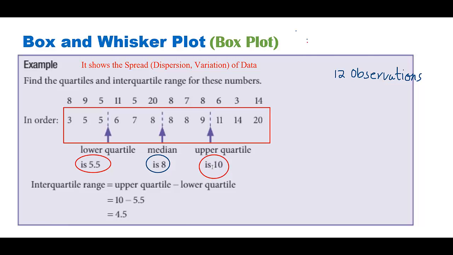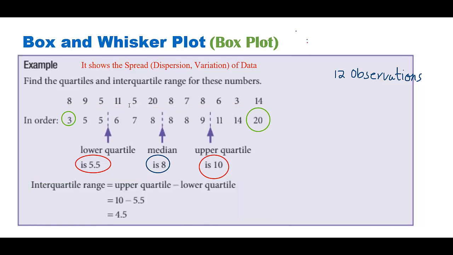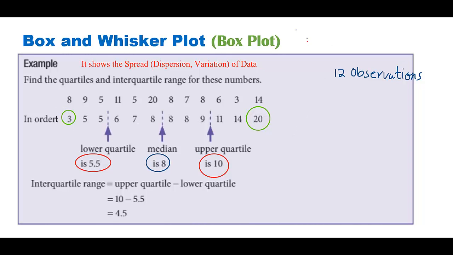The difference between this upper quartile and the lower quartile is called the interquartile range, which is 10 minus 5.5, equal to 4.5. The interquartile range is 4.5. In this data, 3 is the minimum value and 20 is the maximum value. Now we are going to draw the box and whisker plot.